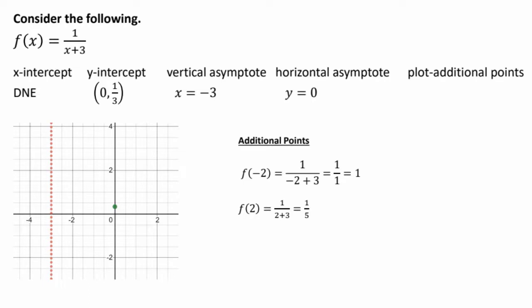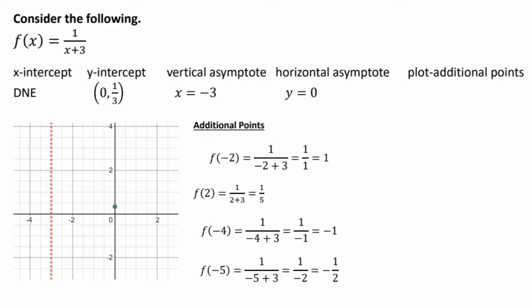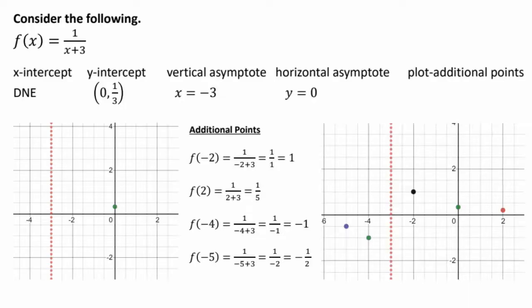When x is equal to 2, my y value is 1/5. Let's just pick some additional more points. When x is equal to -4, now it's on the left side of my asymptote, I have y equals -1. And when x is equal to -5, y is equal to -1/2. Okay, so plotting these additional points, it gives me this.